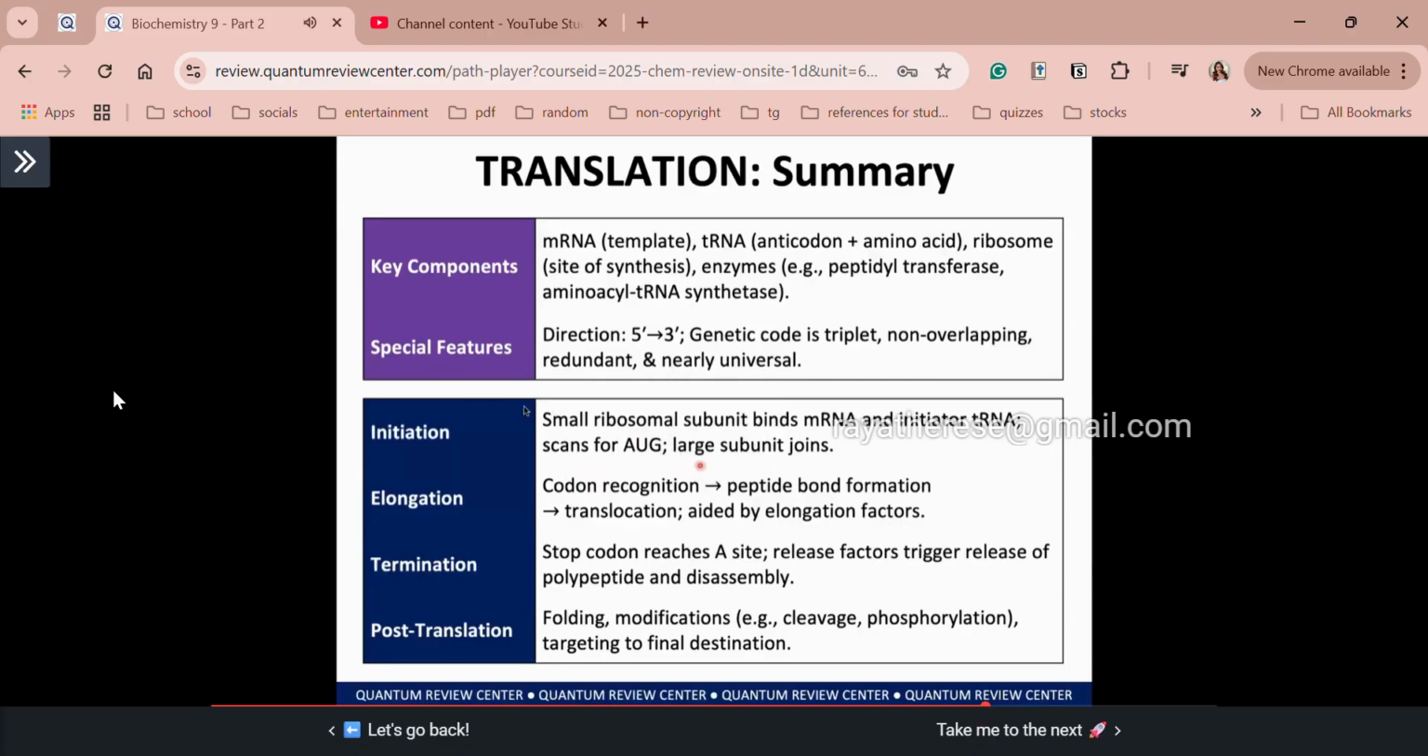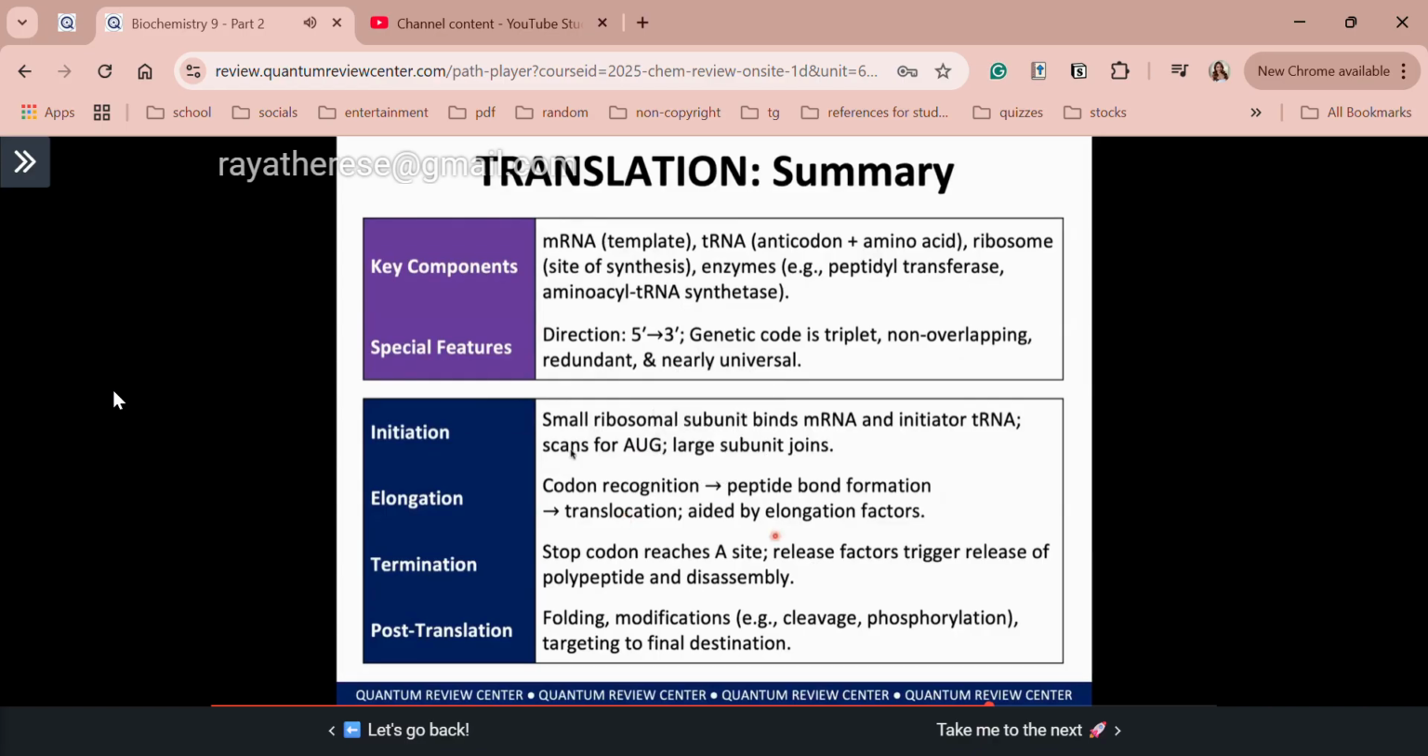Okay, for elongation, again, you have your codon recognition at the A site or the entry site, peptide bond formation on the P site, and your translocation going to the E site. Last, remember, this process is aided or guided by your elongation factors, diba?